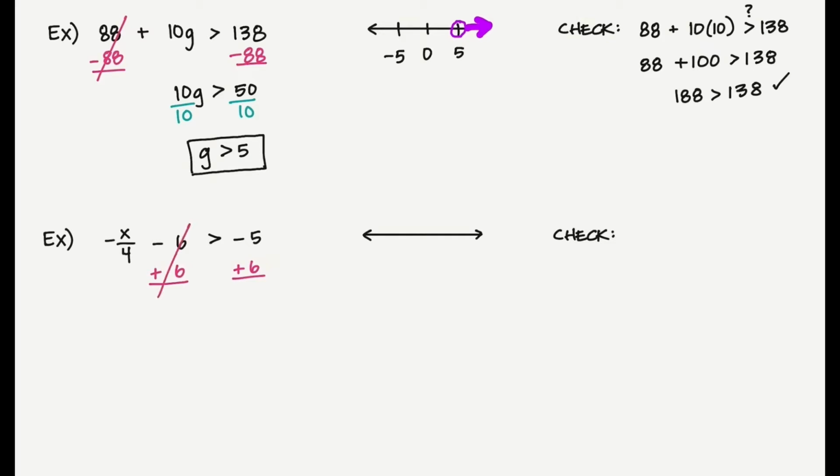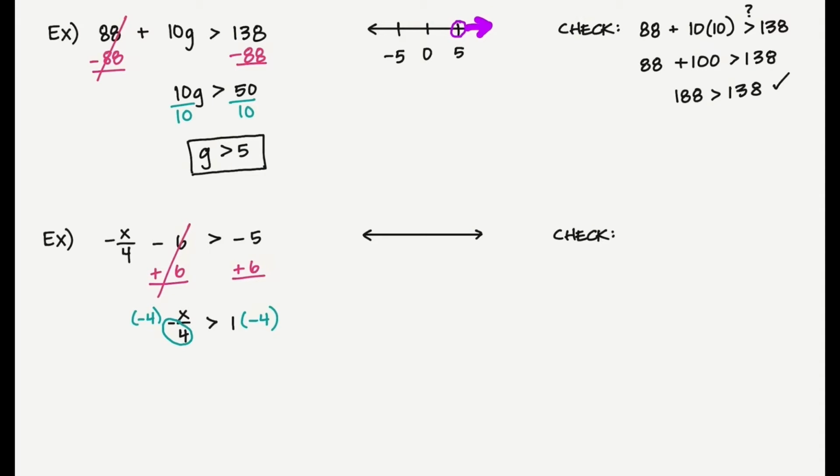All right, my next one, if you notice, I'm going to add 6 to both sides to start to get rid of my lonely number. So that leaves me with negative x over 4 is greater than positive 1. And now I'm going to look at that number, -4, I'm going to include it. So that's what I'm going to multiply on both sides.